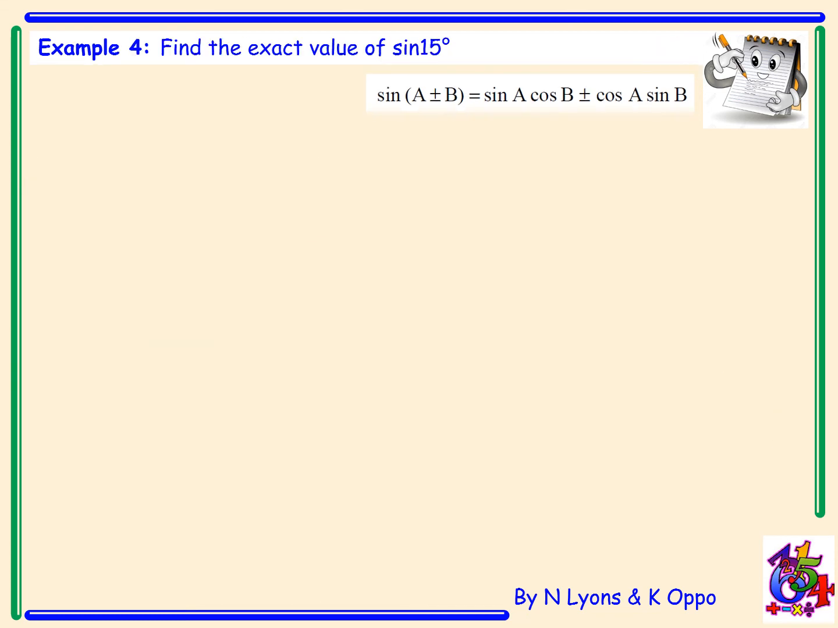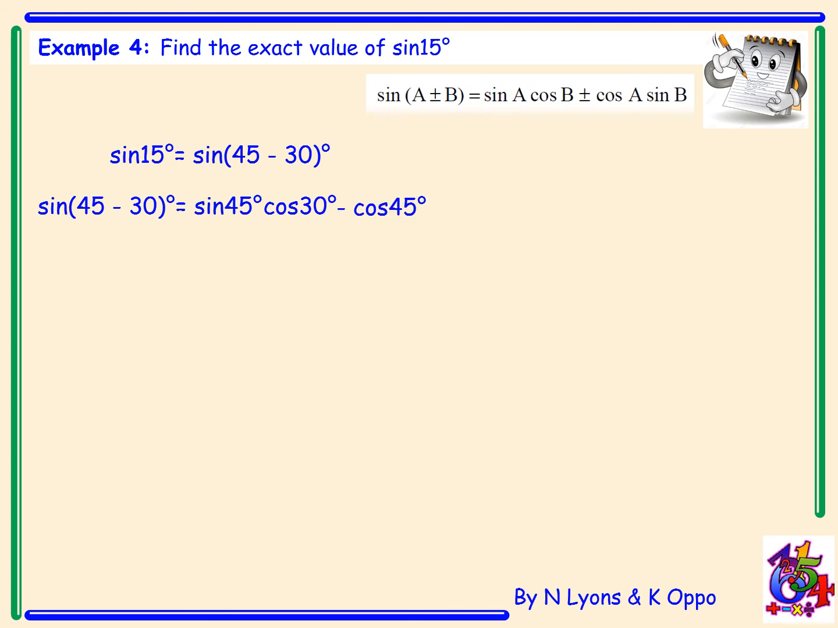Example 4. Find the exact value of sine of 15 degrees. Now again, 15 degrees is not in our exact value triangles, but we can rewrite sine of 15 degrees as sine of 45, this time minus 30. So we're going to look at our compound angle formulae, but this time for sine of A minus B. So sine of 45 minus 30 is equal to sine 45 cos 30. This time it's minus cos 45 sine of 30 degrees.